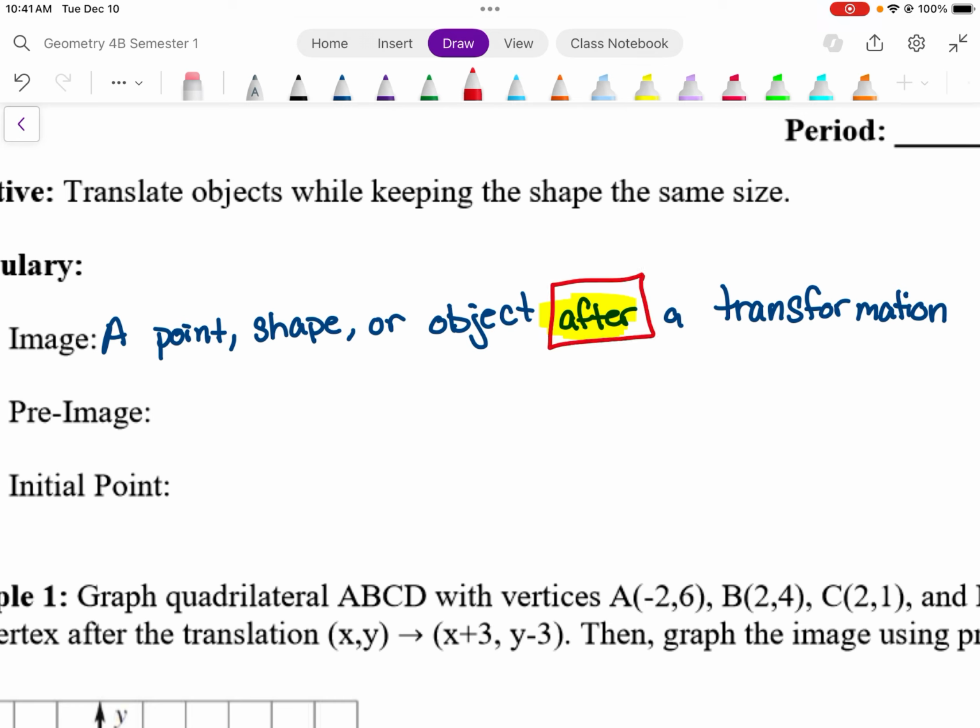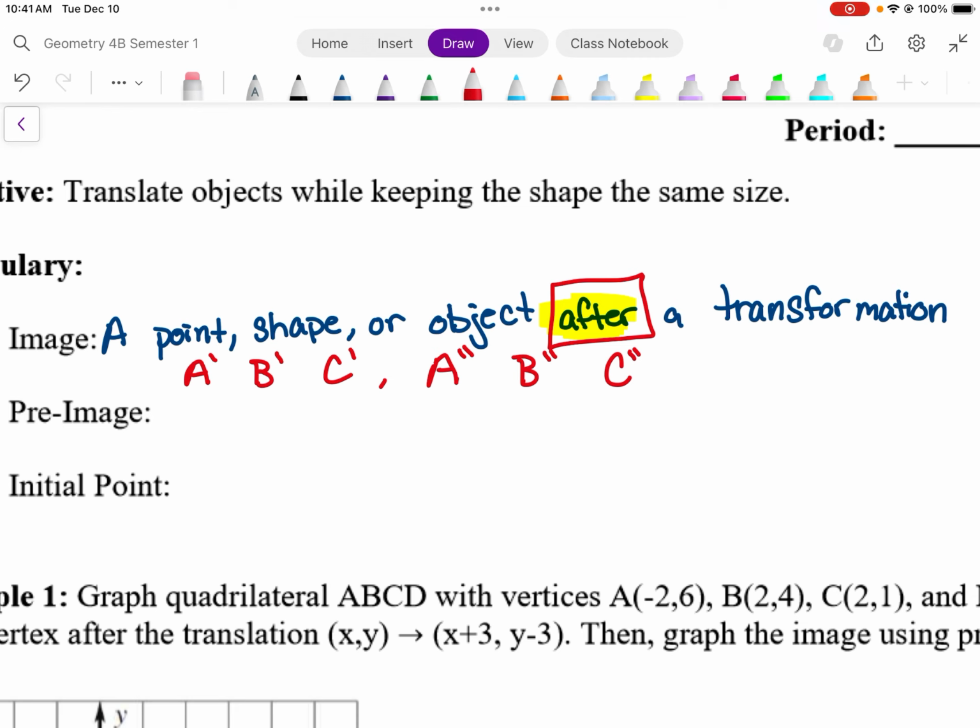And when we're labeling these points, we're going to use the same letter that was on the object before, but we're going to add a prime mark after it. So for an example, if we had points A, B, and C to start with, we would label them for the image as A prime, B prime, and C prime. And if we moved a shape more than once, then we would use a second prime for the second time we move it. So that would be like A double prime, B double prime, and C double prime.